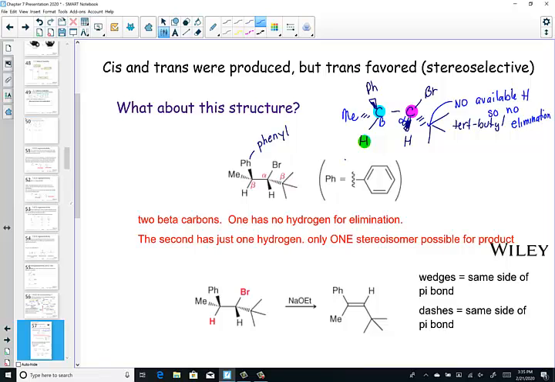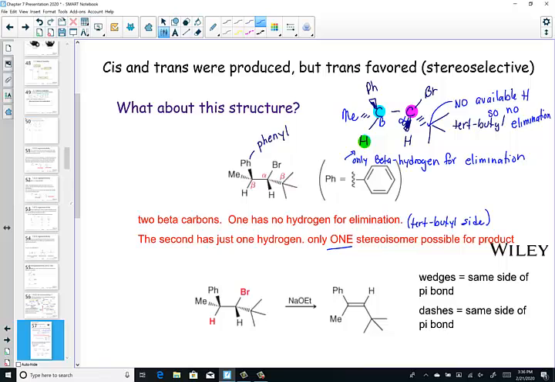Since that beta to the right of the alpha carbon has no hydrogens, that is not a possible source of elimination. That means we only are focusing on this beta. And I do see one hydrogen, and I'll highlight it in green as the beta hydrogen. With two beta carbons, one has no hydrogen for elimination. Therefore, the second has just one hydrogen, and that's only one stereoisomer for the product.